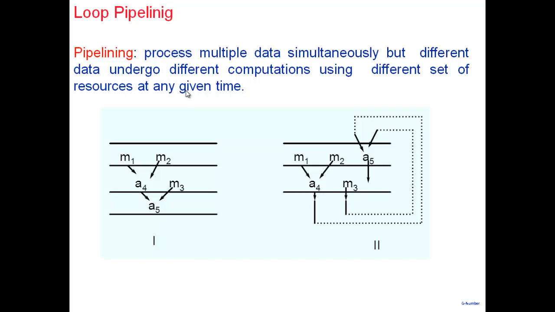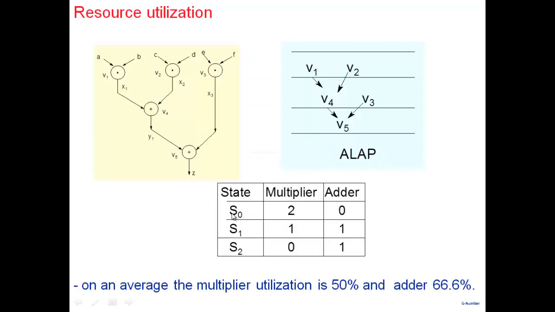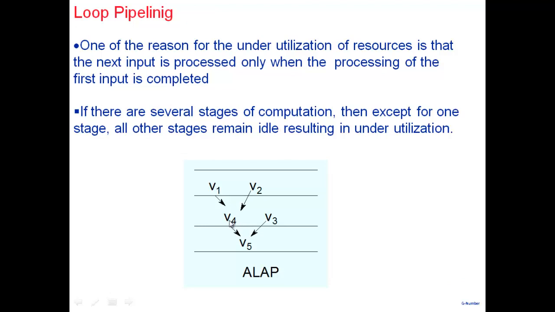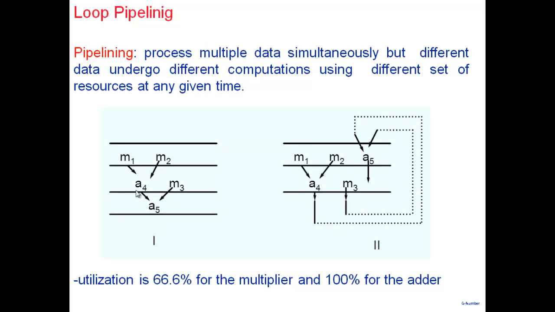So look at this particular picture. It is the same one I'm drawing, V1, V2, V4, V3, V5. All that I'm doing is, instead of V1, V2, I'm writing, just to make it easier, that these are multiplications. So I've made it M1, M2. V4 was addition, so I made it A4, and then this is M3. So it's the same schedule, right? M1, M2, A4, M3, A5. So 2 multiplications, an addition and a multiplication, and an addition here.